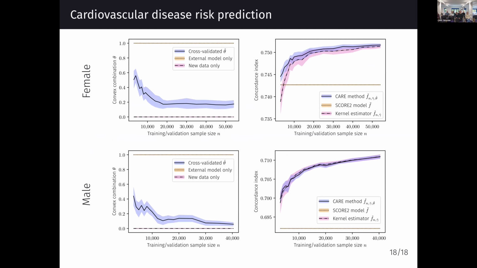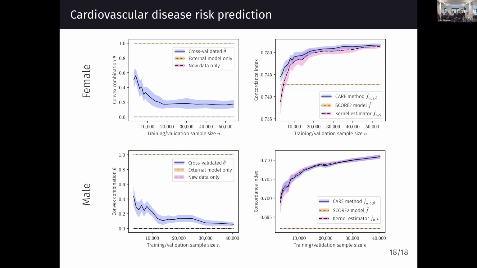Okay, so here are the results. I tried to keep this the same. On the left, you have the dependence of the convex combination coefficient theta, and on the right is the performance. This time we're looking at concordance index, where higher is better, rather than lower being better. On the left-hand side, again, I've put in 0 and 1, so you can see where the SCORE2 model is and where the pure new data model would be. Again, we see this generally decreasing behavior, but it seems like the SCORE2 model is only used at relatively low weighting, implying that as our sample size gets big enough, our new model is actually finding some quite useful new structure in the data.